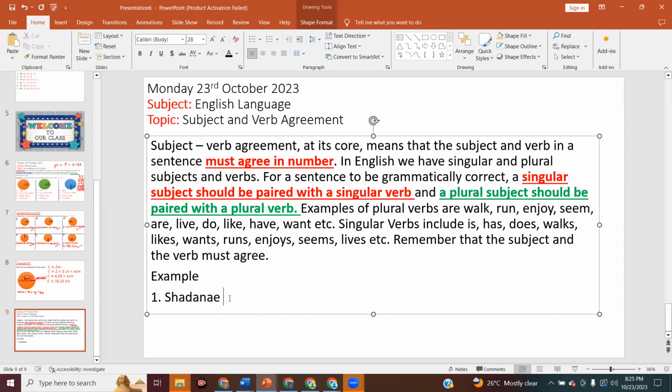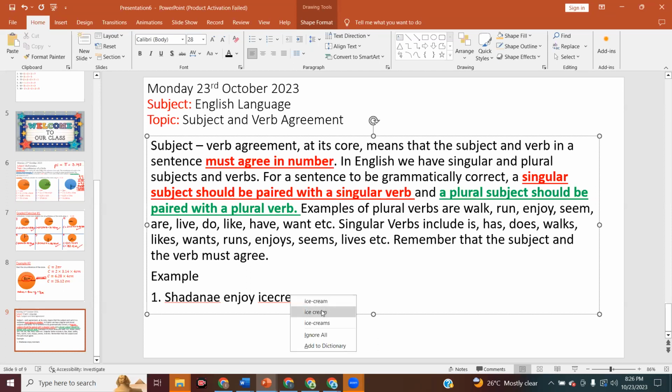Okay. So if it's a singular subject, I need a plural verb or singular verb? Singular. Good. So if I want to use a singular verb, which one? Can I say Chardonnay enjoy ice cream, is that right or is that wrong? That's wrong. Because you use a plural verb.